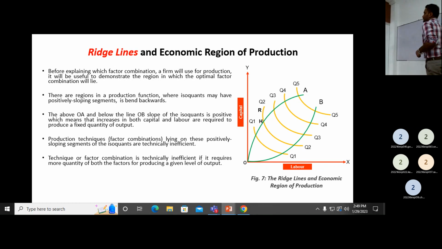Right. So now we are going to discuss something called ridge lines. Up to now, you know what isoquants are, right? Isocost. What is the meaning of marginal rate of technical substitution? Then how you illustrate these return to scales, increasing, decreasing, constant return to scale using the isoquant map, right? So now, as producers, we want to know what is the optimum factor combination for us to do the production.